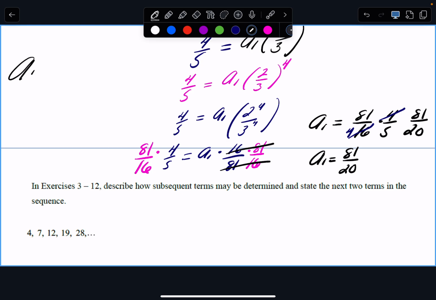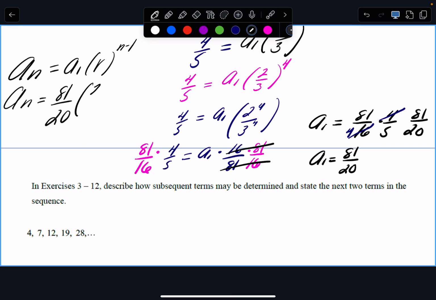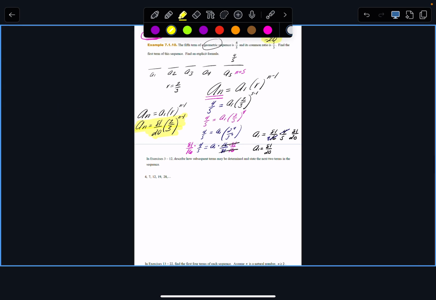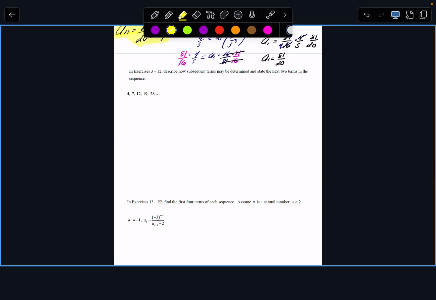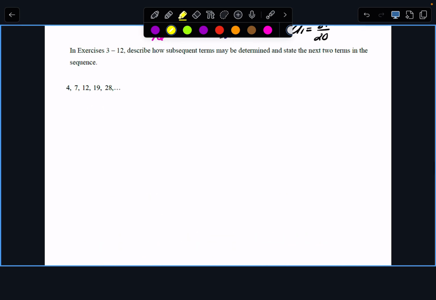So now we can write our formula. A sub n equals a sub 1 times r to the n minus 1. A sub n equals 81/20. Our r was 2/3 to the n minus 1. If they want you to write a formula, you're leaving n as n, remember, in the final answer. So that would be our answer. That was actually way quicker, in my opinion, even though it kind of stuck still, to find a sub 1. Oh, it didn't ask. Yeah, that's all it asked for. It was an explicit formula. Okay, again, more examples. I need everyone locking in.